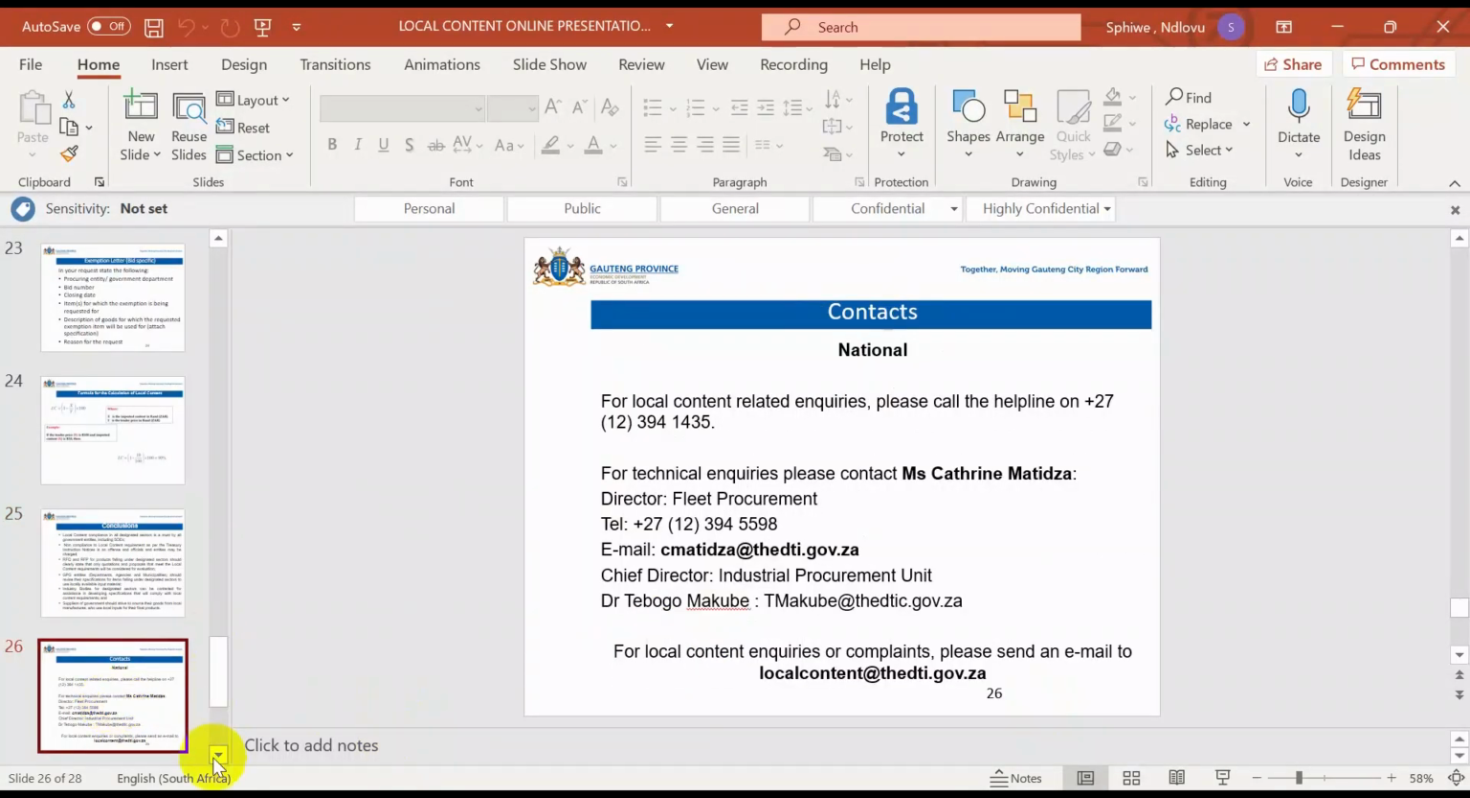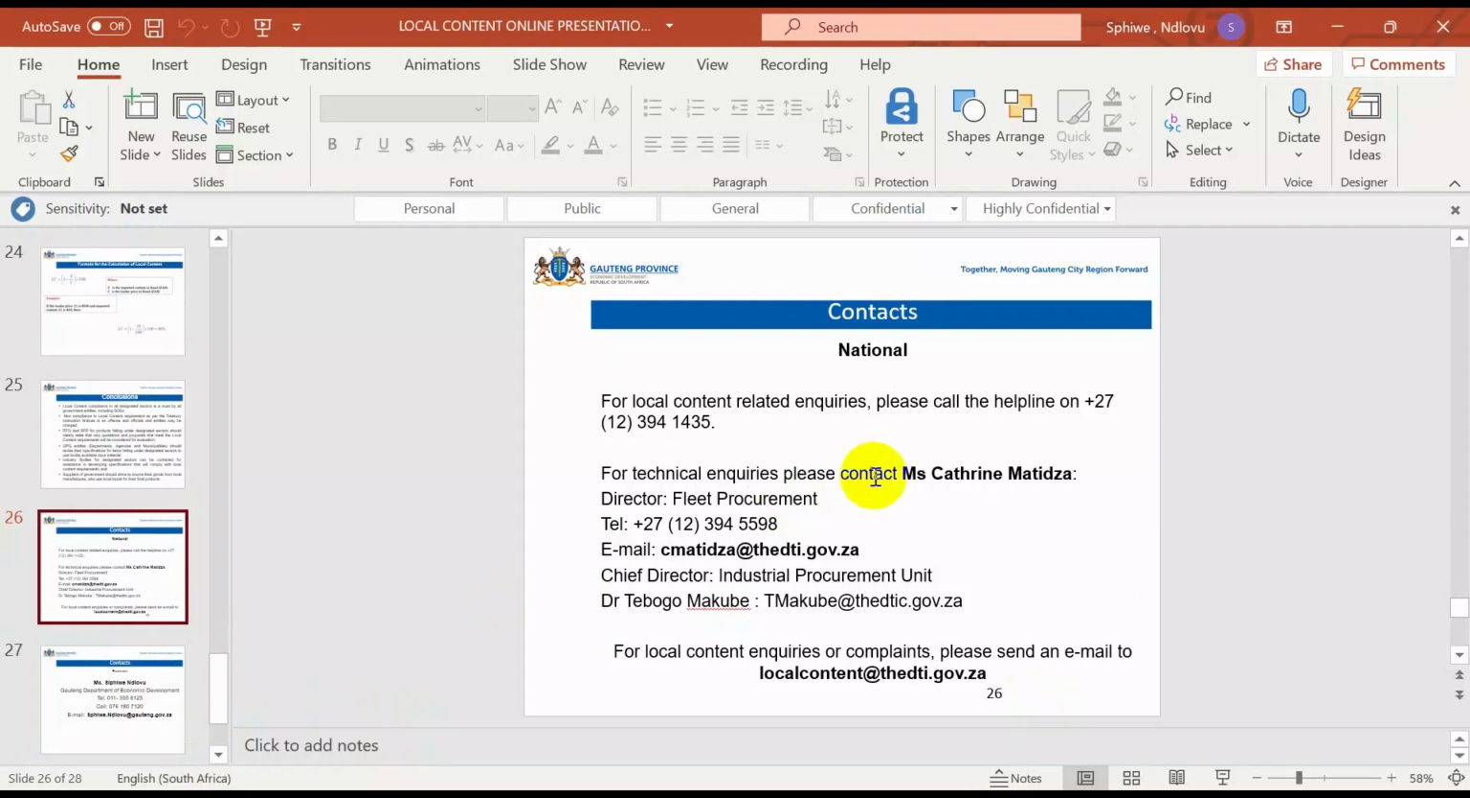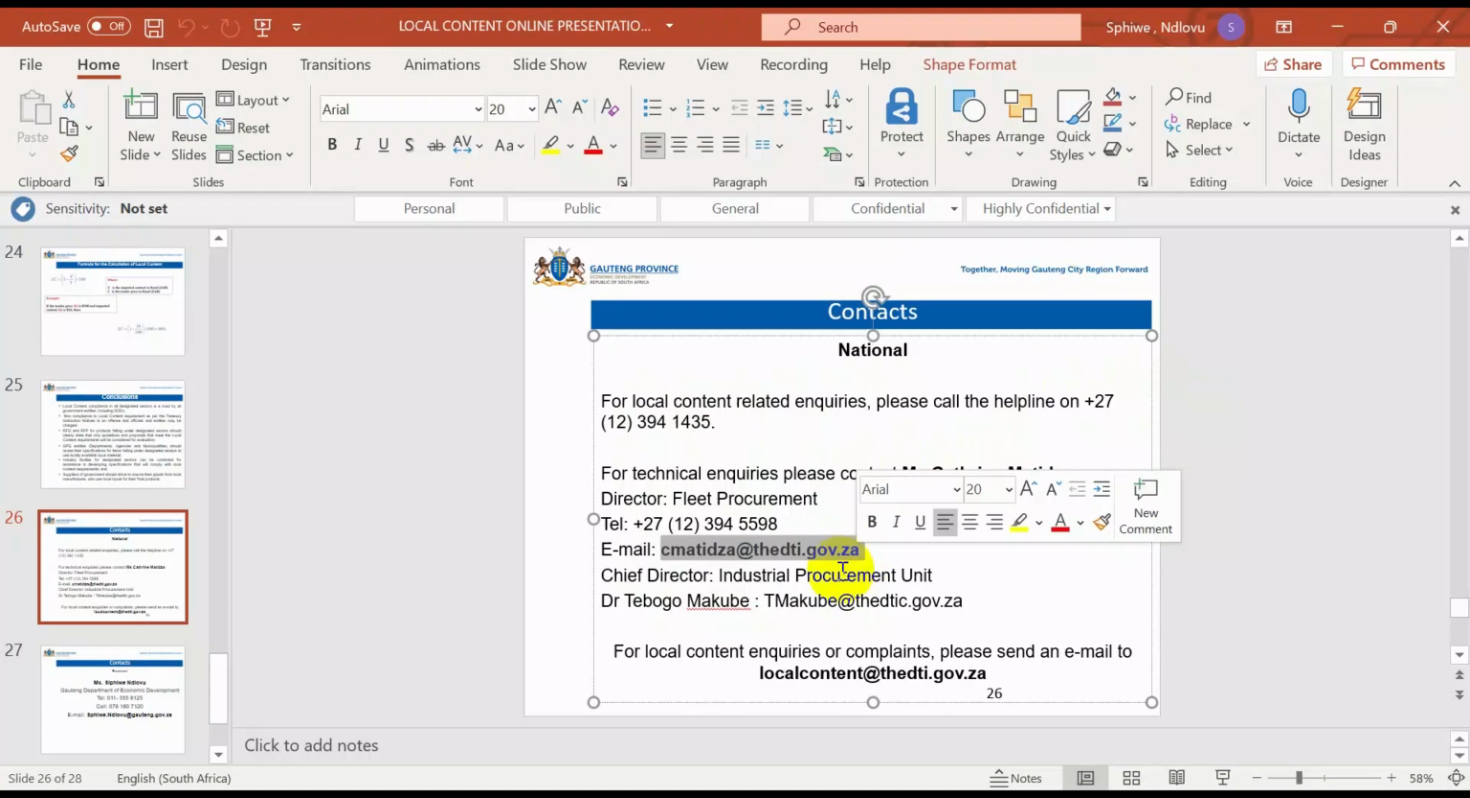Like I said, I'm going to share with you the details. These are the details of the DTI. If you've got any queries related to local content, you can contact their helpline offices there. And for any technical inquiries, or if you want an exemption letter, you can address it to this person and copy Dr. Makube, who is the chief director. Miss Catherine reports to Dr. Makube. So you can send that request to Catherine, copying Dr. Makube. The DTI always says that their turnaround time in terms of local content procurement exemption letters is 48 hours.